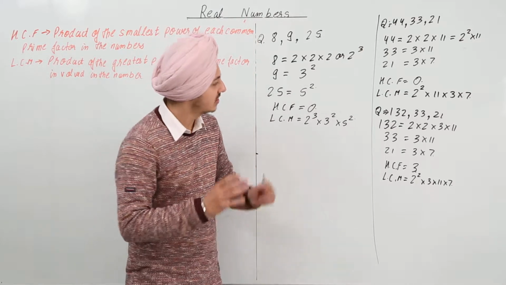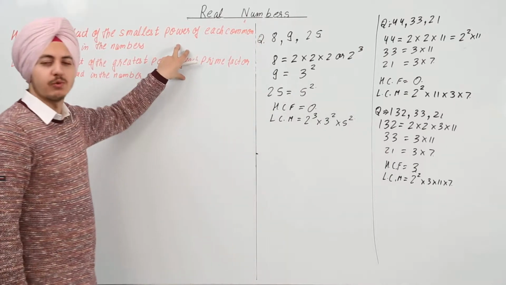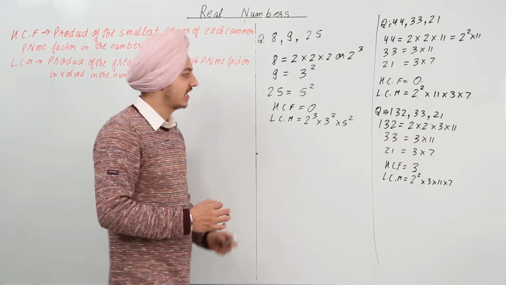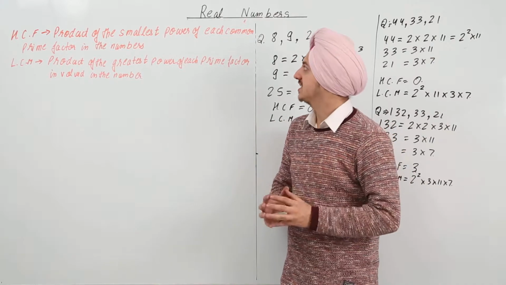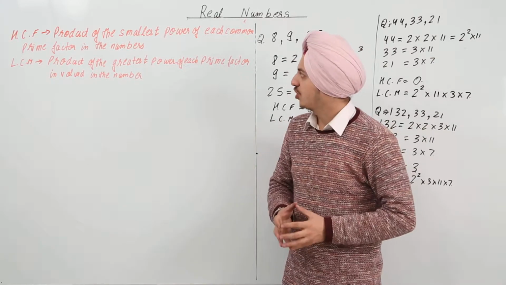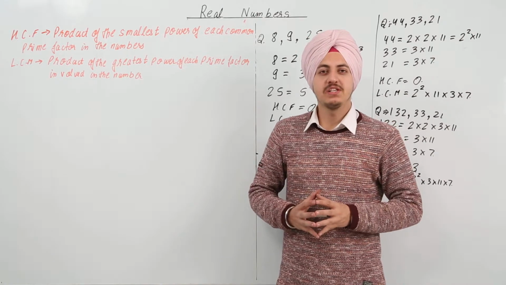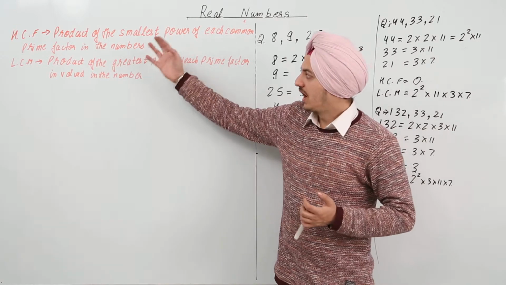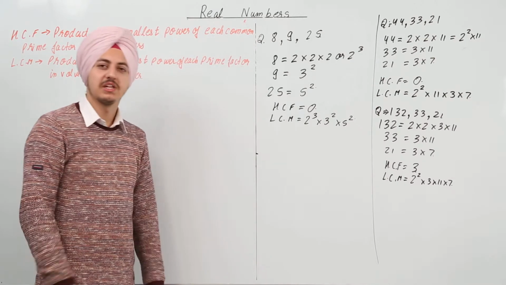Anything can happen in these questions, and you have to remember, if you go by these statements, it will be very easy to find out the LCM and the HCF. But understand these statements very well. These statements say product of the smallest powers of each common prime factor. You don't have to just cram these statements. Understand the meaning of these statements, correct? So understand the meaning of these statements, and then you will find out the LCM and the HCF very easily.